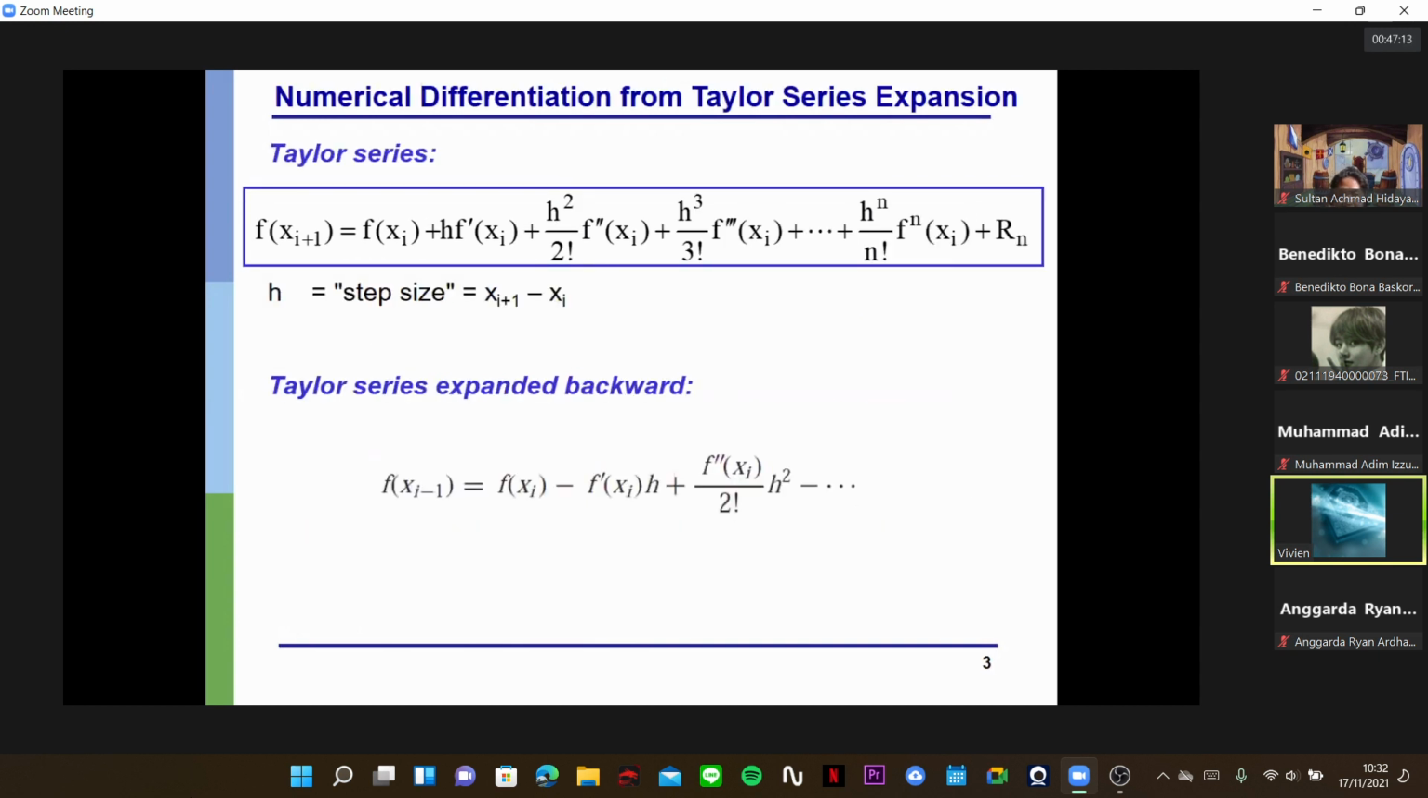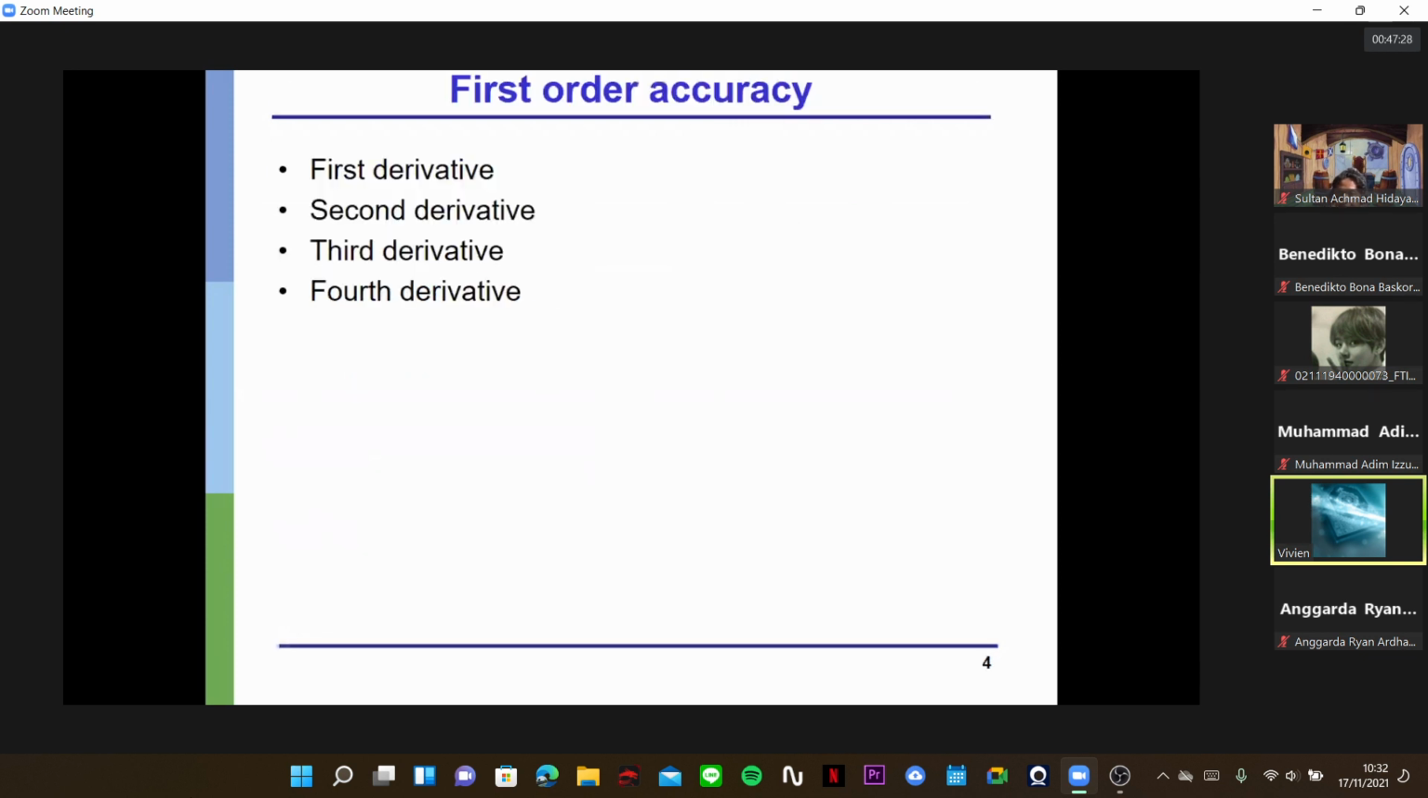So that we can also do the expansion backward. We have learned before that we have several methods, depending on in which direction the expansion of the Taylor series is performed. So we can have the forward scheme. I think you still remember we have forward, backward, and central difference. We can use that to find, for example, the first derivative, the second derivative, the third derivative, and the fourth derivative. And also we have the order of accuracy.